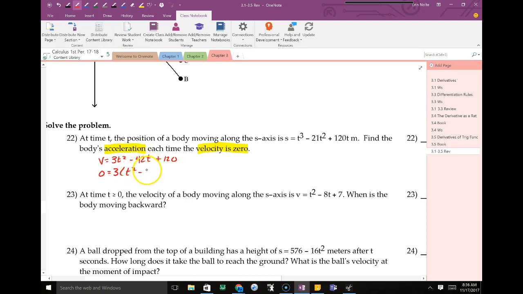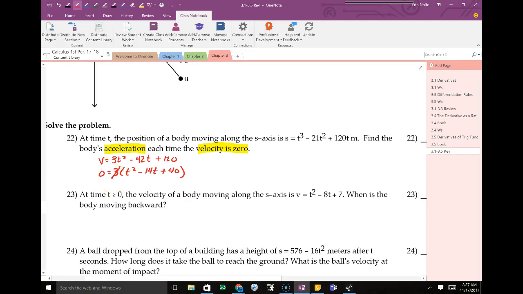42 divided by 3 is 14. And 120 divided by 3 is 40. So the 3 that's in the front is going to basically disappear because if I have 3 times the quantity, I can divide the 3 to the other side, right? If I divide 3 to the other side, what's 0 divided by 3? 0. So that 3 goes away.